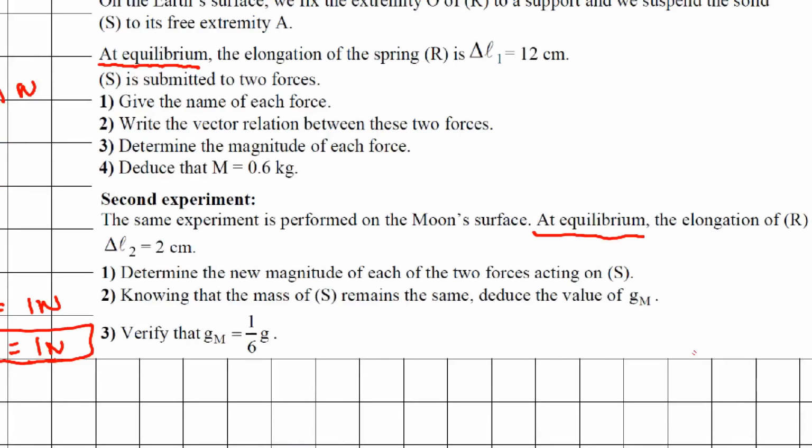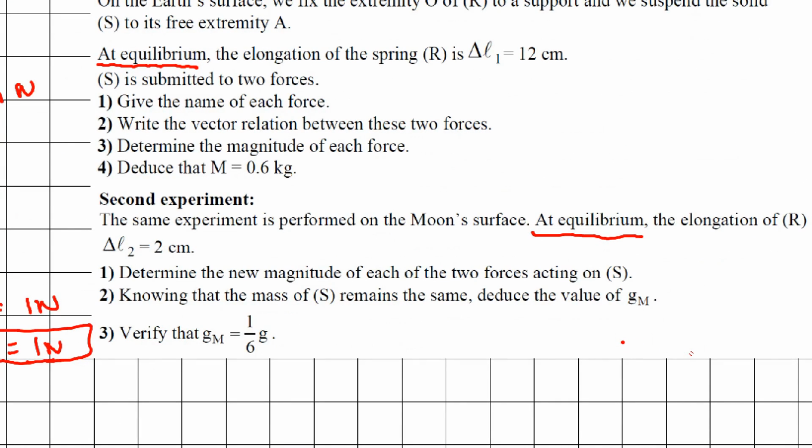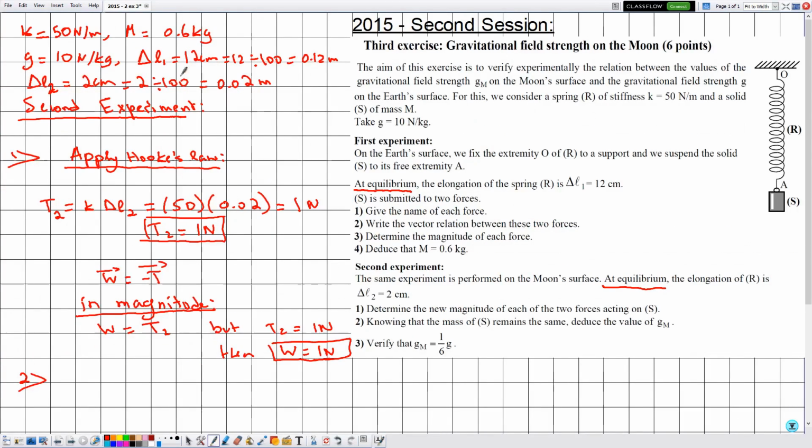Now in number 2, they are telling me, knowing that the mass of S remains the same, deduce the value of Gm. Deduce means that we need to use the part just previously before, and the mass remained constant, which is given by 0.6 kilogram, and this can be done using W is equal to M multiplied by G. Now constructing the triangle of this formula, W will be at the top, M and G at the bottom. We are interested in calculating the value of G, which is denoted by Gm.